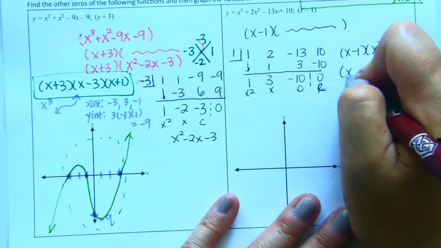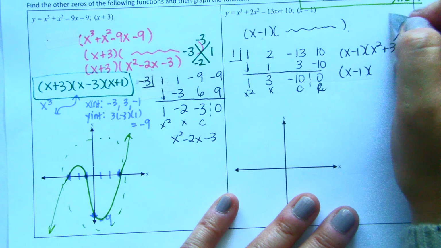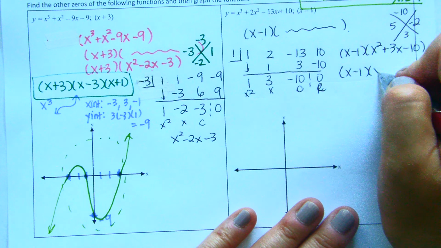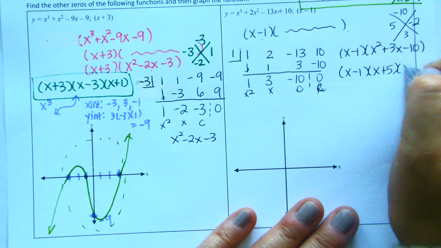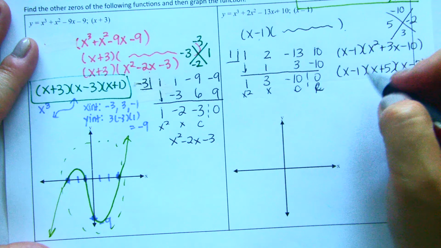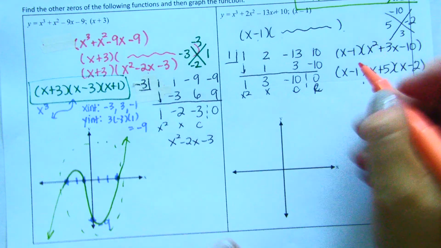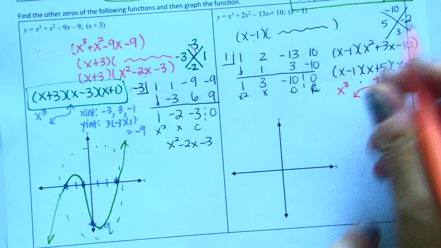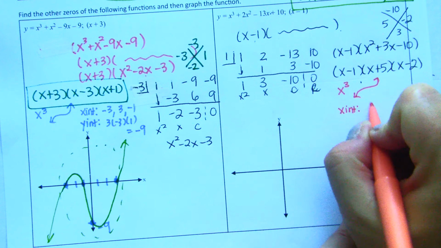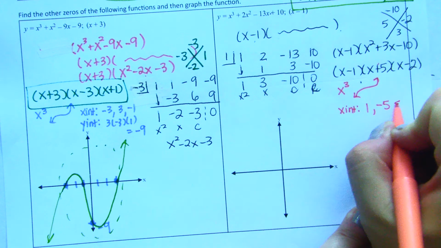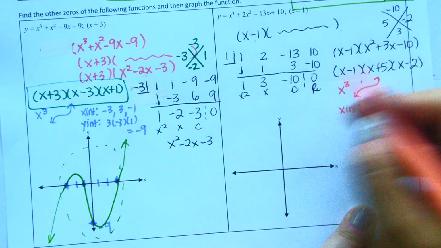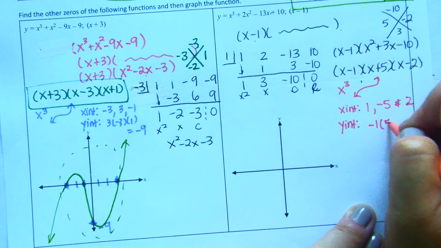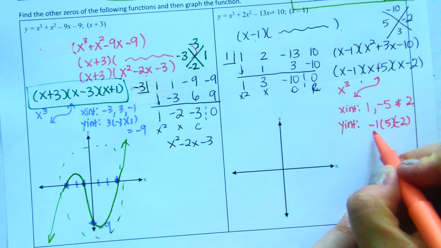And then I have to factor a little bit more here so that I can get all my x-intercepts. So this is going to give me x plus 5 and x minus 2. Awesome. All right. Now we know this is going to be x cubed. It's positive. So there's my general shape. My x-intercepts are 1, negative 5, and a 2. There's no multiplicity here. And my y-intercept, I plug in zeros for x. So I get positive 10.